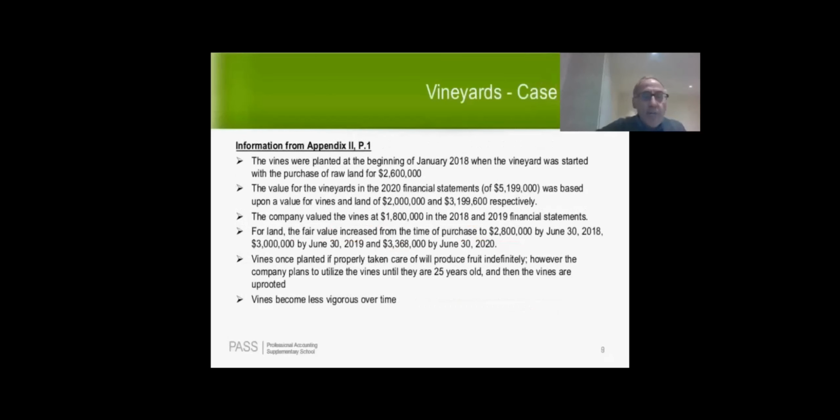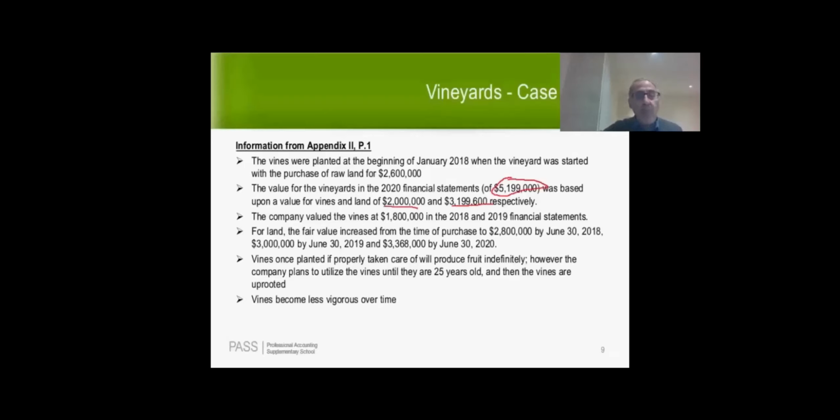If you look at the information from Appendix 2, page number 1, this is the key information we were given. We were told the vines were planted at the beginning of 2018, in January. Remember, the year end is June. The vineyard was started with the purchase of raw land for $2.6 million, so we know the cost of the land. The value for the vineyards in the 2020 financial statements of $5,199,000 is based upon a value for the vines and the land of $2,000,000 and $3,199,600 respectively. If you add the two together, that's how you get the balance on the balance sheet.